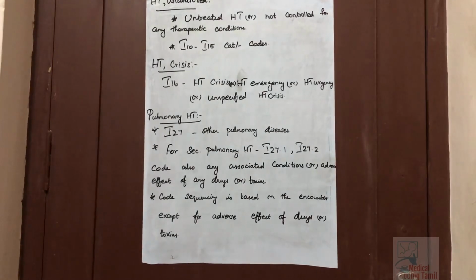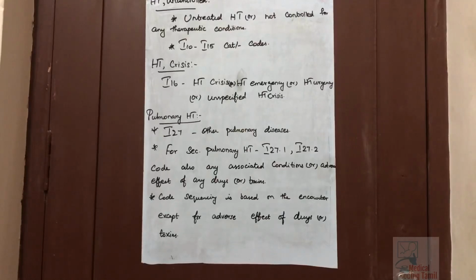Next one is hypertension uncontrolled, which means any untreated hypertension, or it is not controlled by any therapeutic conditions. In that case, we have to give I10 to I15 category codes for this uncontrolled hypertension. And hypertension crisis, I16: hypertension crisis, hypertension emergency, hypertension urgency, or unspecified hypertension crisis.